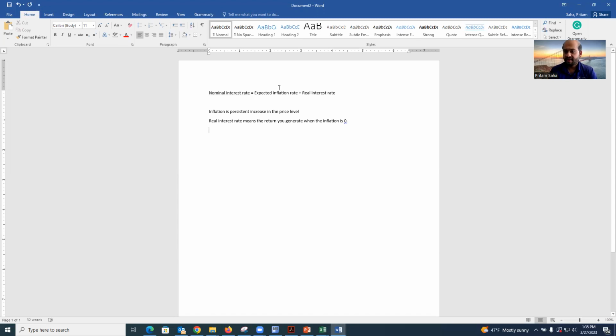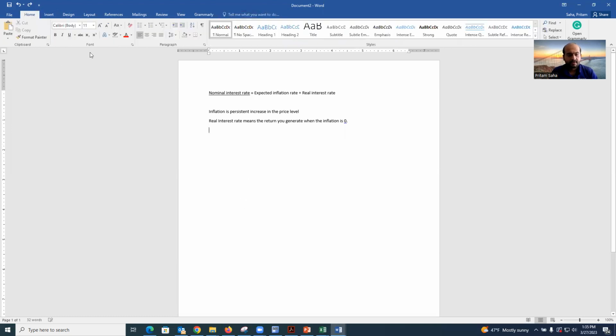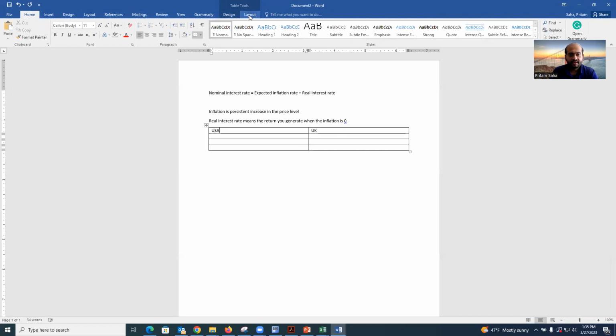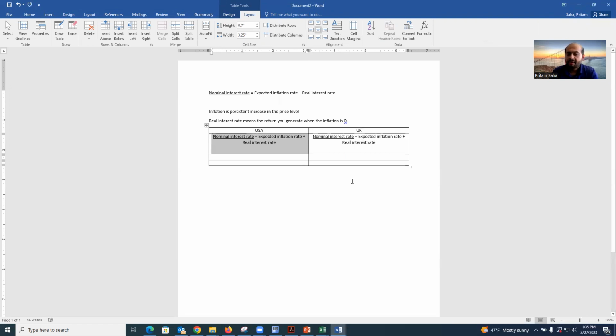Now we've learned the Fisher effect, and we move on to the international Fisher effect in an international context. Let's say we have two countries, USA and UK. We know that both of these countries pay money on your investment, on your deposit, right? So all these rates are nominal interest rates. For both of these countries, the nominal interest rate is a function of two factors, expected inflation and real interest rate.